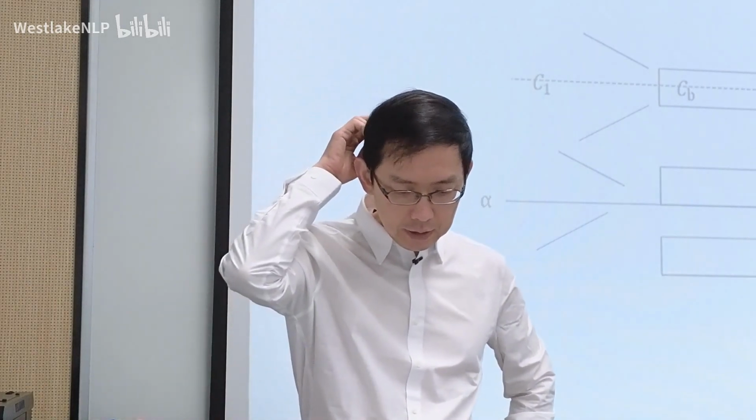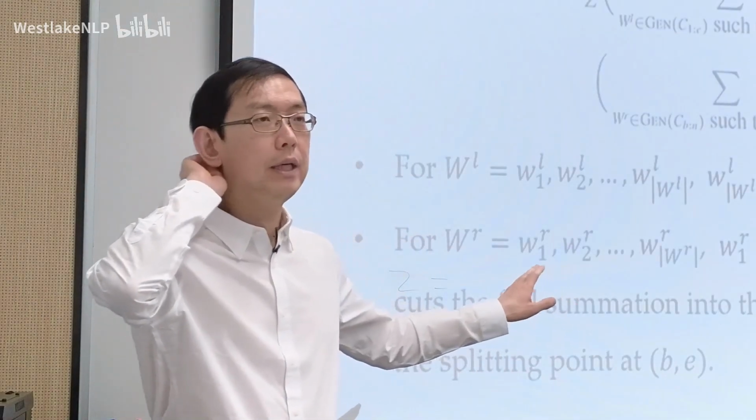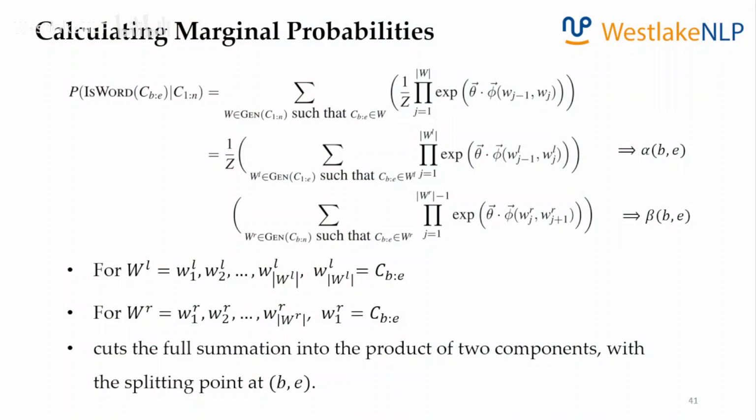Next slide shows you how to split exponential sum. Again, the trick is what? Distributivity, right? You first separate the product into two halves. One involving only something until E, from 1 to E. The other half involves everything from B to N, right? You split the product.